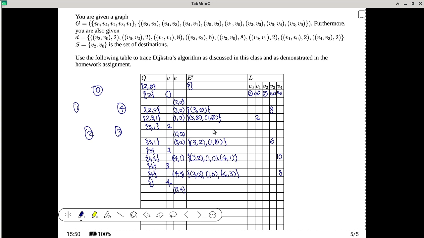And we know the destinations are V0 and V2. So this is a destination, and this is the other destination. Now we draw the edges. V2 to V0 has a distance of 2. V0 back to V2 also has a distance of 2.